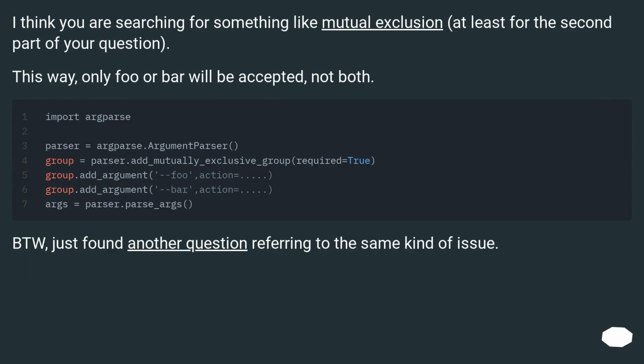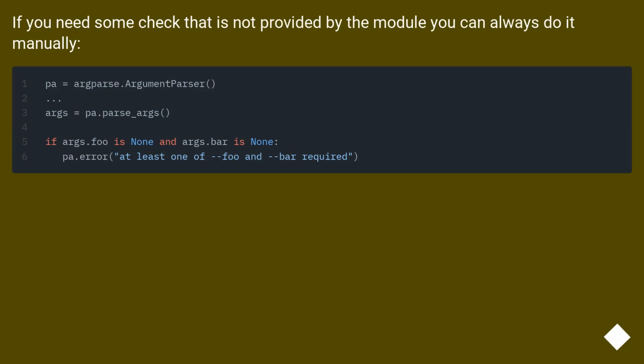I think you are searching for something like mutual exclusion, at least for the second part of your question. This way, only foo or bar will be accepted, not both. BTW, just found another question referring to the same kind of issue. If you need some check that is not provided by the module, you can always do it manually.